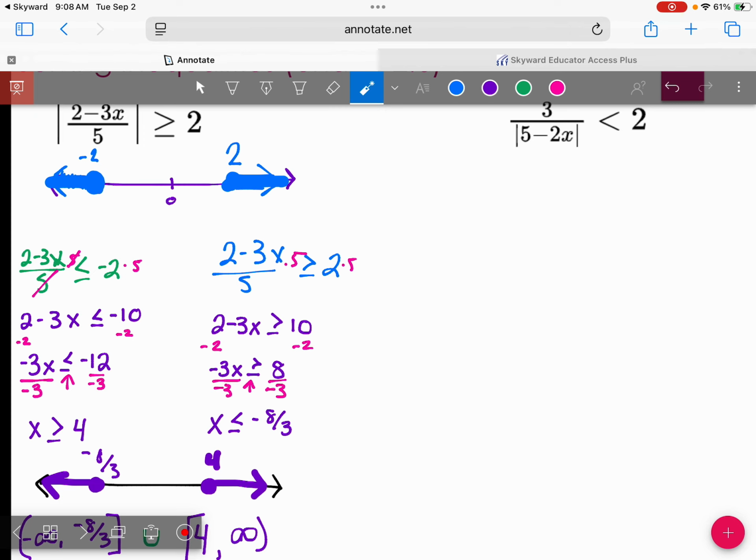Okay. So when we have a less than, for the most part, we're going to wind up with a between, but not necessarily always because we're going to look at the one on the right too. The one on the right's a little bit weird too. But usually for a less than, it's between. For a greater than, we get this or that. Greater, we get two pieces.